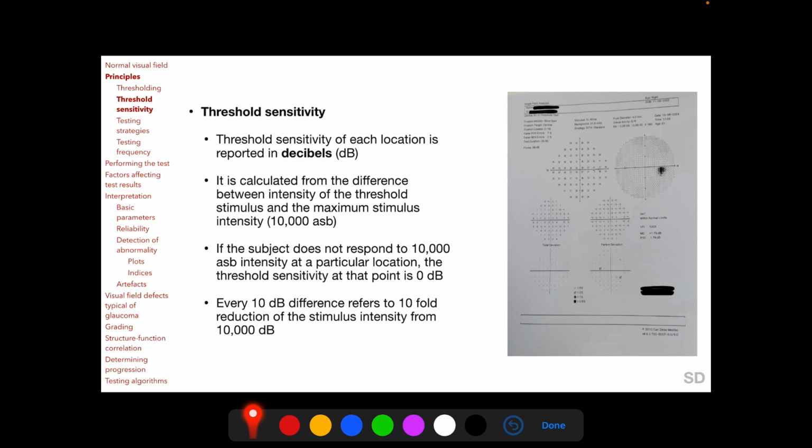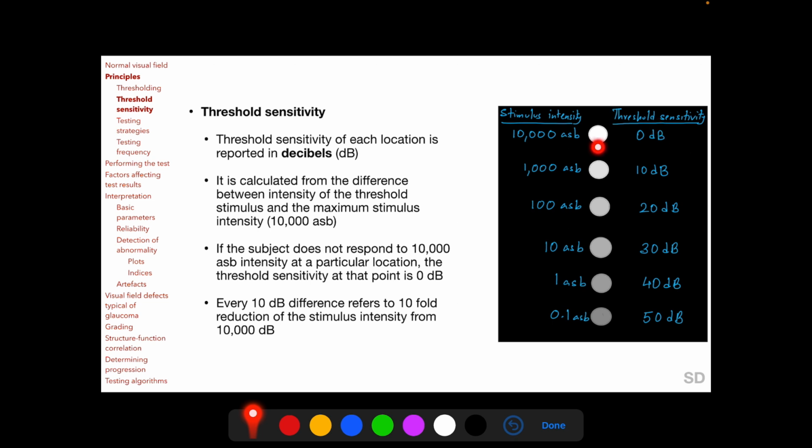We'll see that there is a logarithmic relationship between the intensity of the threshold stimulus measured at a test location and the threshold sensitivity reported at that location. And also, as the intensity of the threshold stimulus decreases, the reported threshold sensitivity increases.